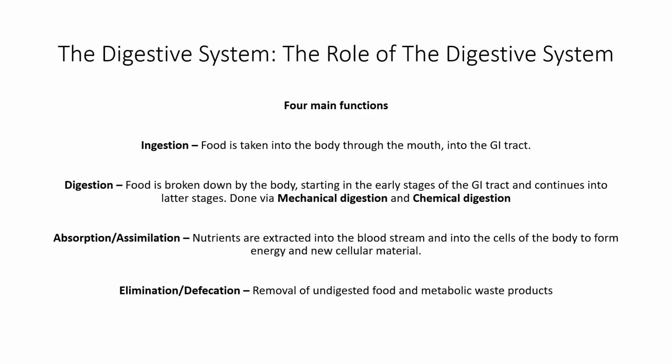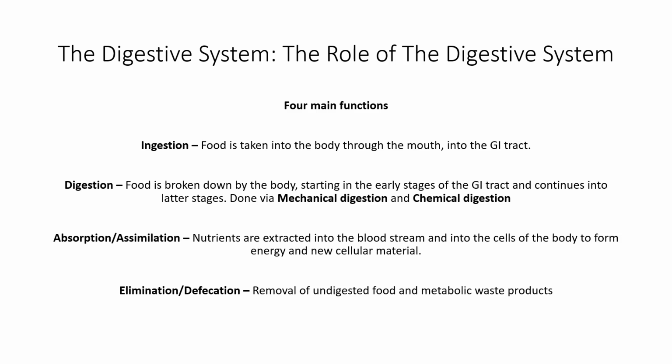Digestion is food being broken down by the body, and it starts in the very early stage of the GI tract, so the mouth, and it will continue into later stages. If you think what happens when you first ingest food, you will start to break it down via chewing, so with your teeth. You also break it down with your salivary glands as they produce saliva, which will break down the food via chemical digestion. And digestion will continue when it goes into the stomach, as food is churned and is broken down via more chemicals, and the same into the small intestines as well.